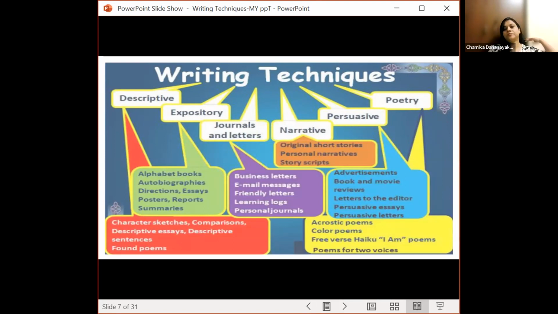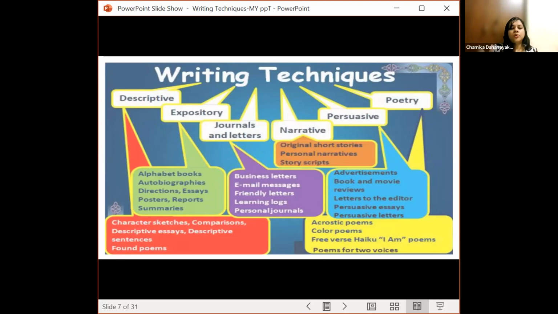So if you look at all the writing techniques used by people around the world, there are many, many writing techniques as shown in this slide. So we have persuasive writing, we have narrative writing techniques, we have descriptive, expository, poetry, so many things, right? And I have given you some examples for each of these genres or writing techniques, right?